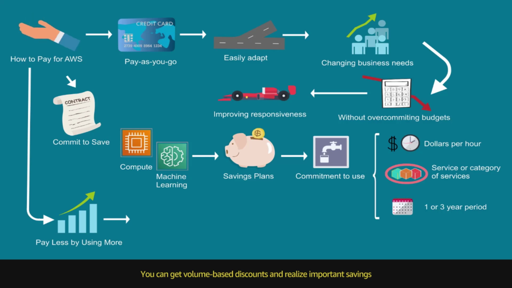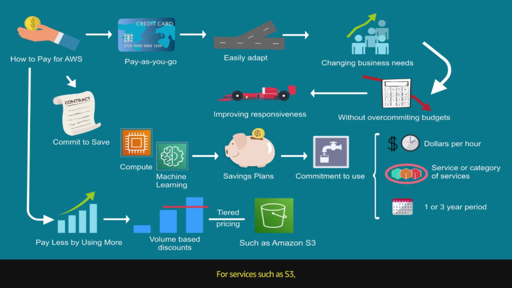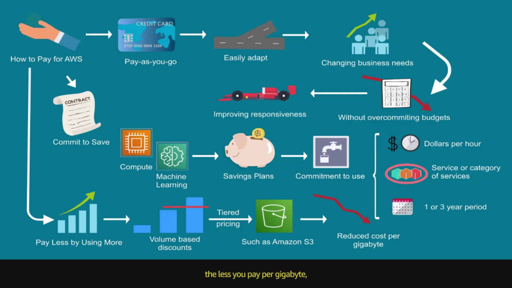You can get volume-based discounts and realize important savings as your usage increases. For services such as S3, pricing is tiered, meaning the more you use, the less you pay per gigabyte.